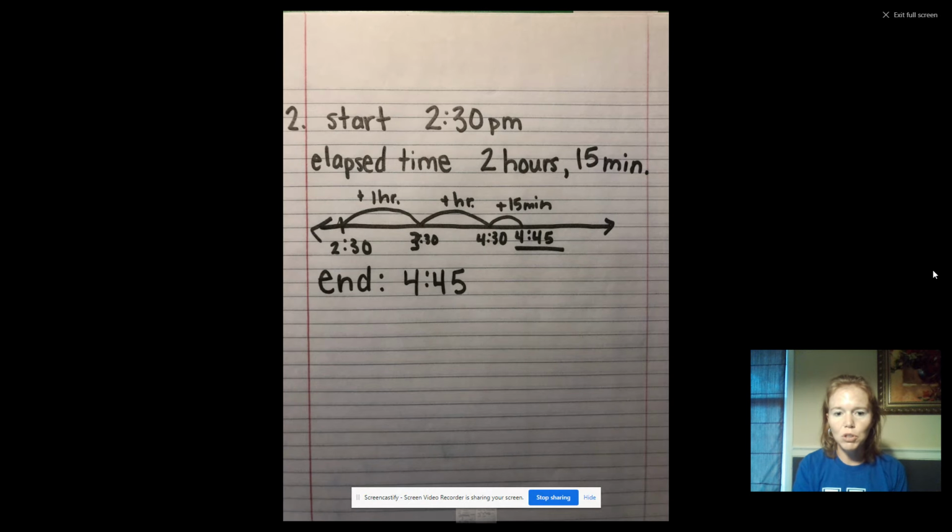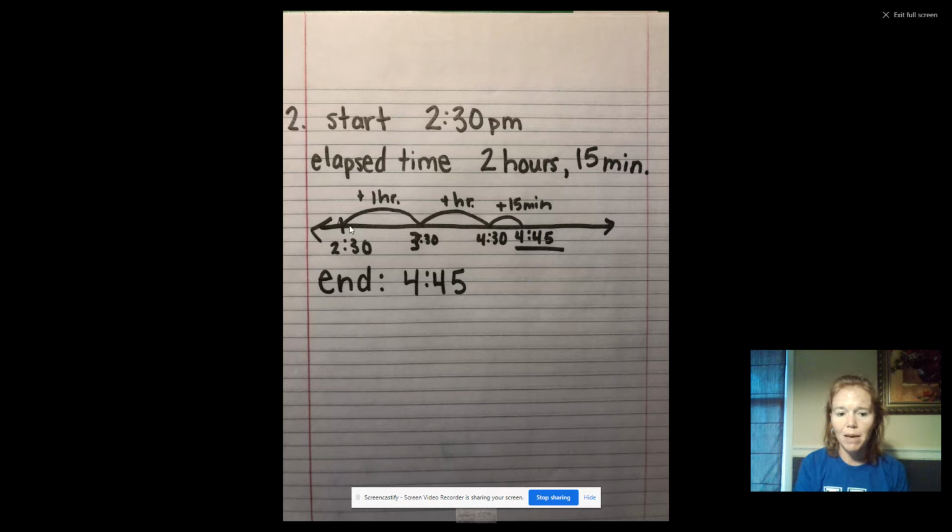So let's look at number 2. Number 2 says, a movie started at 2:30 and ran for 2 hours, 15 minutes. What time did the movie end? So I wrote down my important information. I know the start time. This time my unknown is the end time. They told me how long the movie lasted or how long it ran. That's another word for elapsed time. So I knew that information.